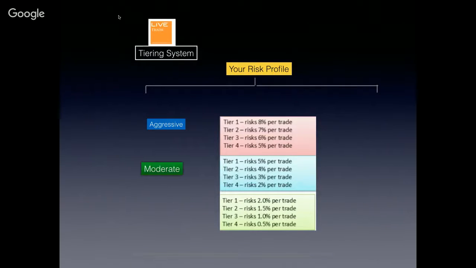Okay, if you're a moderate investor, your risk appetite moderate, I'll be taking about 5% for tier 1, 4% for tier 2, 3% for tier 3, 2% for tier 4. Okay, if you're a conservative trader or investor, I will recommend 2% for tier 1, tier 2 1.5, tier 3 1, tier 4 0.5.